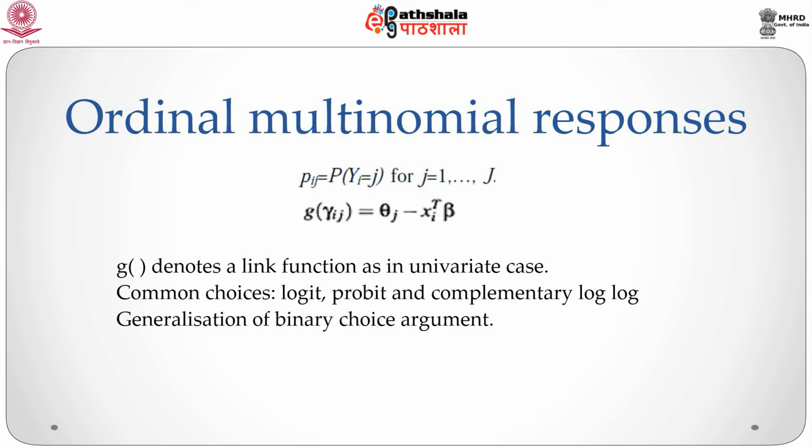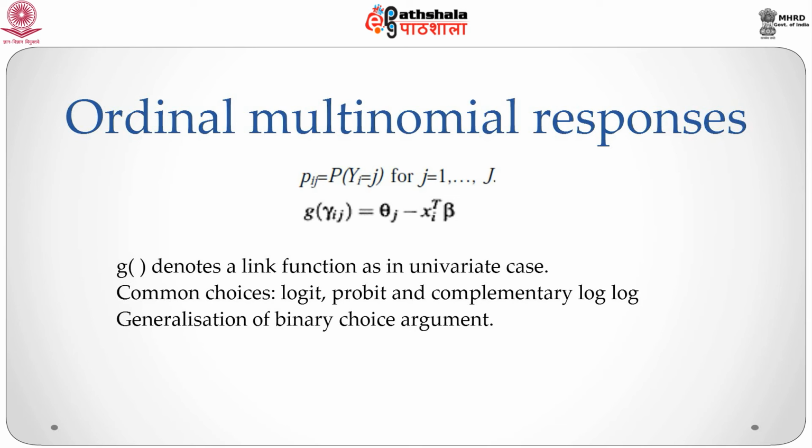Now of course in a regression setting, our main purpose is to relate the p_ij's to the covariates, and we shall do this by using a link function g, which takes the form g(gamma_ij) is equal to theta_j minus x_i prime beta. Three common choices of g are the logit link, the probit link, and the complementary log-log link. This brings us to the question of which link is appropriate and how to determine this empirically or conceptually for a given data set.